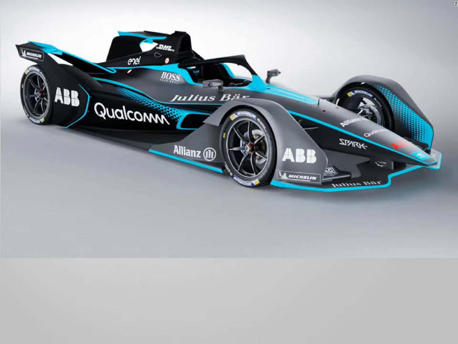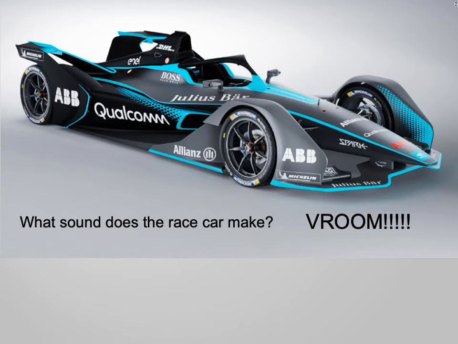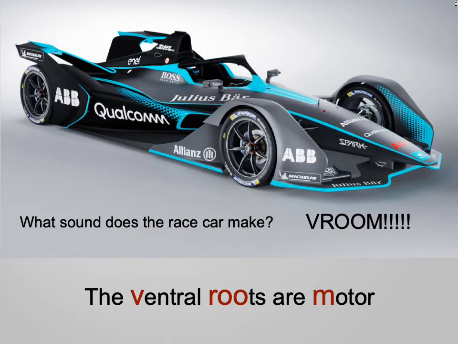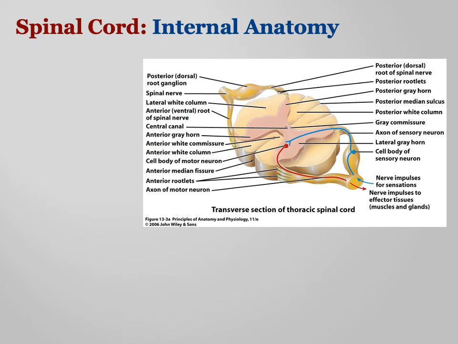Now, a little trick that I made up for myself in order to remember, because you're thinking, wait, which side's sensory? Is it dorsal or ventral? What I taught myself was, what sound does the race car make? You know what sound the race car makes. It goes vroom. And why does that matter? That's because the ventral roots are motor. And that helps me, and I've never forgotten it. I made that up in my own head, 50 years ago, and it still sticks there. The ventral roots are motor, all right? And therefore the dorsal roots are sensory. That's a cool car, too.